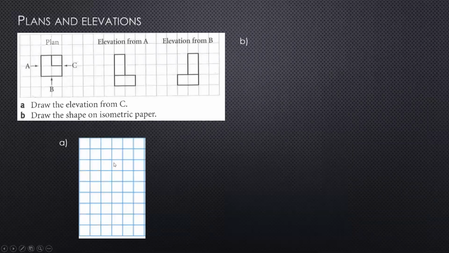Then the question asks you to draw from C. From this square, you can draw the elevation from C. Then you can see this thing, something like this. You can see something sticking out here. Then this part will be this part, and this is the answer for the elevation from C.